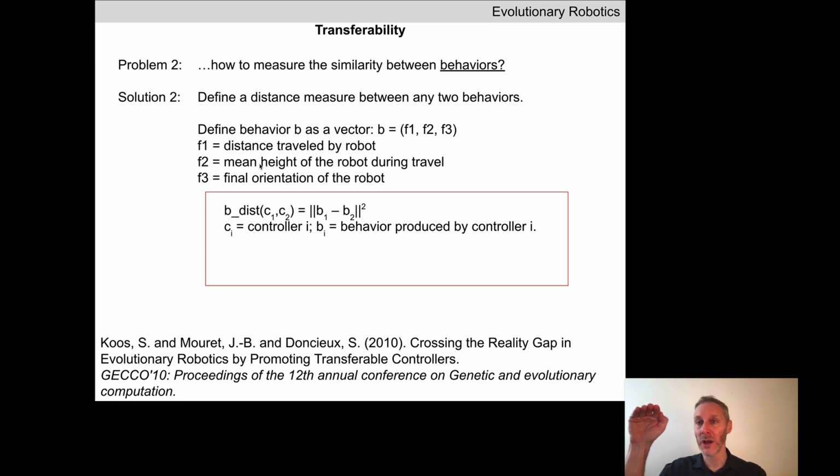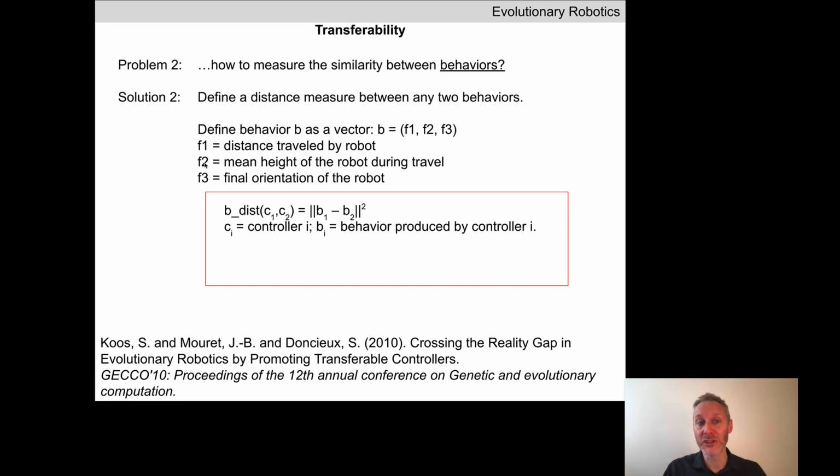So let's assume that one controller causes the robot to crawl on its belly as it moves forward. The other controller causes the robot to stand on its tippy toes and move the same distance. So if they have similar distance, we might predict that they have the same transferability, but something that drags its belly across the ground and something that walks on its tippy toes, you could imagine that that feature is actually more predictive of whether a controller is going to transfer from simulation to reality or not.